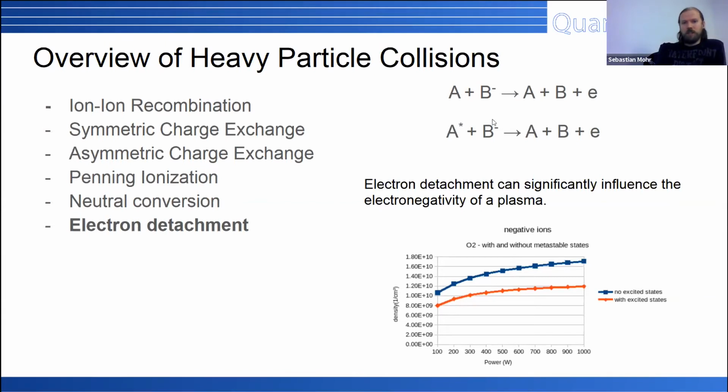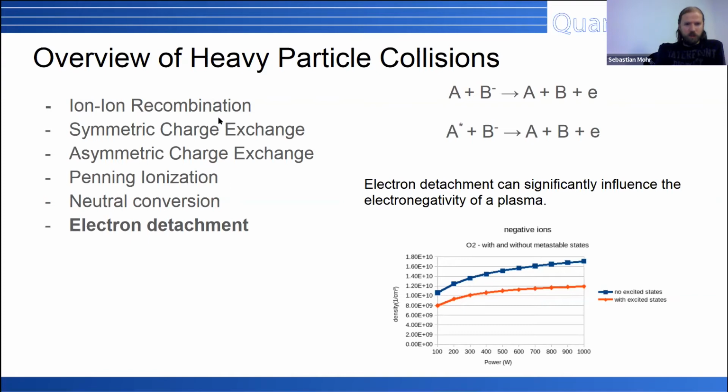And another thing would, for example, be electron detachment, where a neutral strips off an electron from a negative ion, which can also be done by excited states. And again, here it usually depends on the gas mixture whether it's important or not. For example, O2 has a specific metastable state, which is notorious for very efficient electron detachment. And you see here the density of O2- with and without including excited states in the detachment. You see that with the excited states, the density of the negative ions is significantly lower than without these excited states.